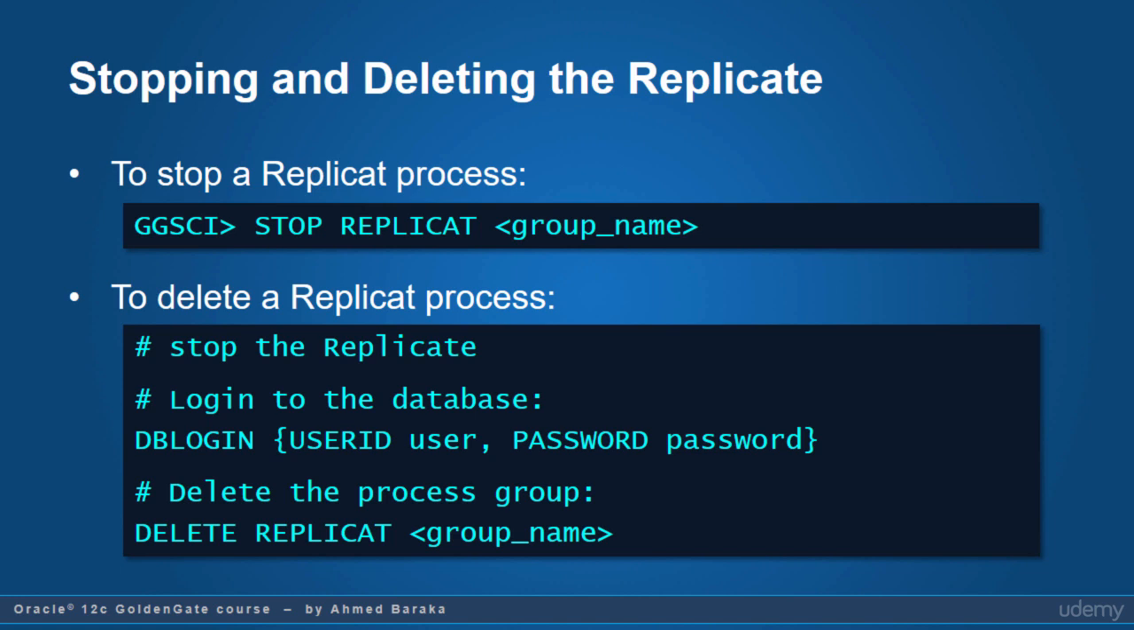To stop the replicate, you use the command stop replicate followed by the group name. To delete it, you need to first log into the target database, then use the delete command, as shown in the slide.